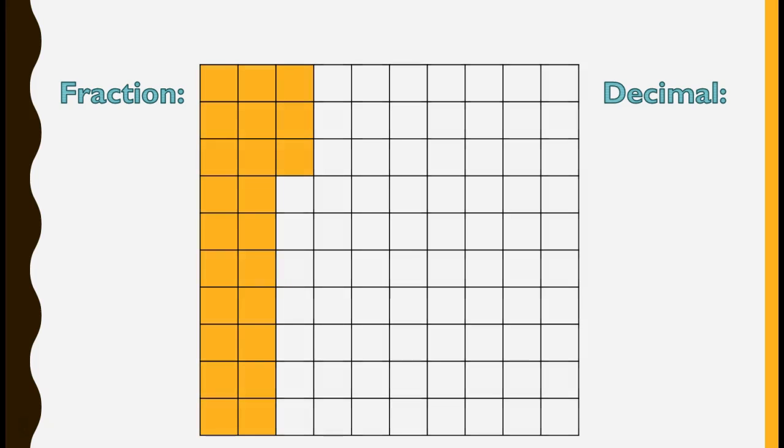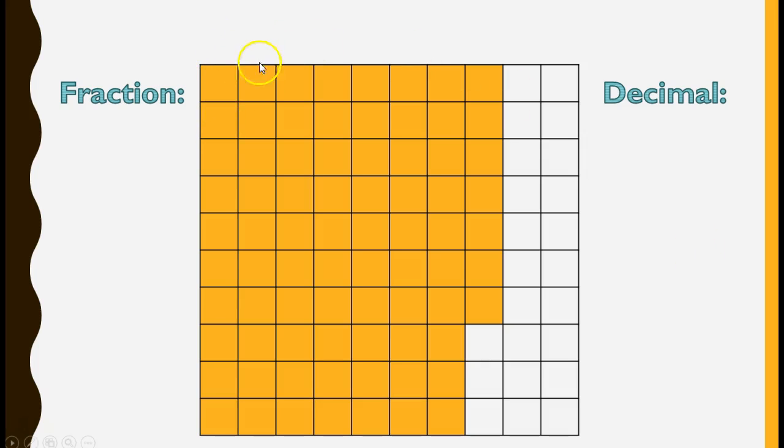What about this one? How would you write this as a fraction? And how would you write this as a decimal? This is 2 rows of 10, so 20, and then 1, 2, 3. So as a fraction, it would look like this, 23 hundredths. As a decimal, 23 hundredths. All right. I think you guys are getting the hang of it now. What if you had a model that looked like this? How would you write that as a fraction? How would you write that as a decimal?